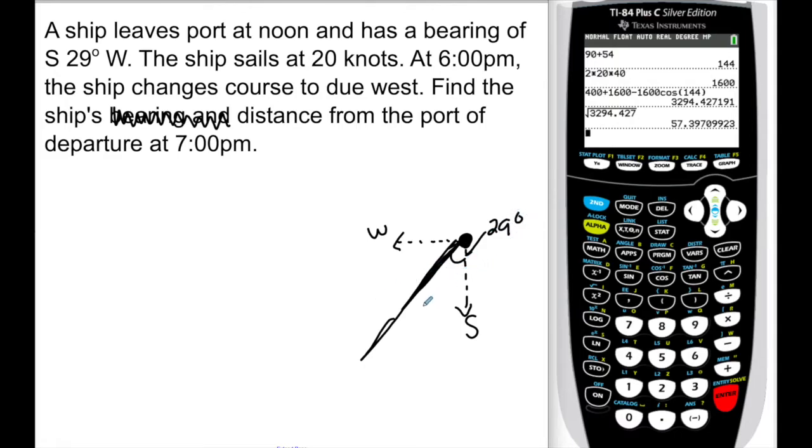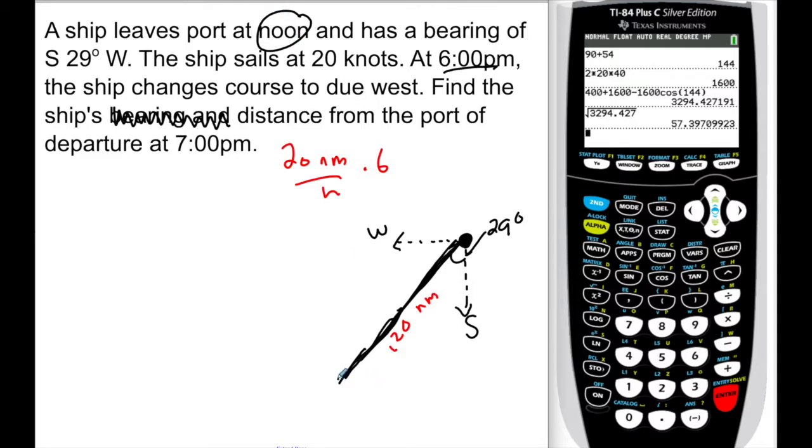And then the ship is going to sail 20 knots. It's going to go and go and go. And so remember, we're leaving at noon. At 6 p.m., it's going to be changing course, okay? And so what happens is, let's start by looking at how far does this thing actually go. So it's going 20 nautical miles per hour. It goes for 6 hours. So it's going to go a total of 120 nautical miles.